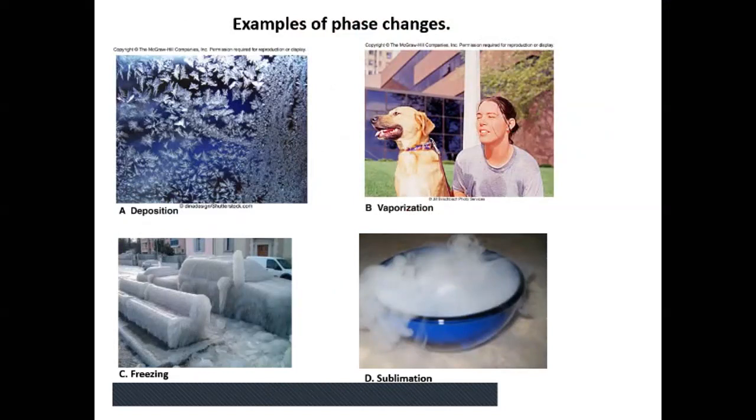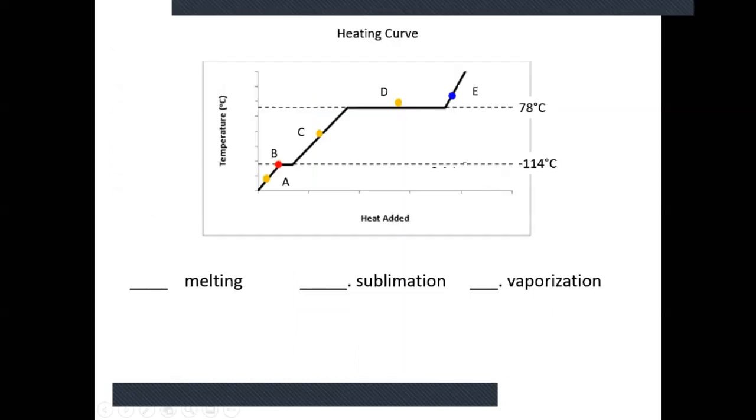Of course, vaporization, when it's really hot outside, it causes water to evaporate. Sublimation, the best example is dry ice. You can actually get some from HEB and play around with it. It's very cold. And so when we're talking about phase changes, we're talking about adding heat and removing heat.